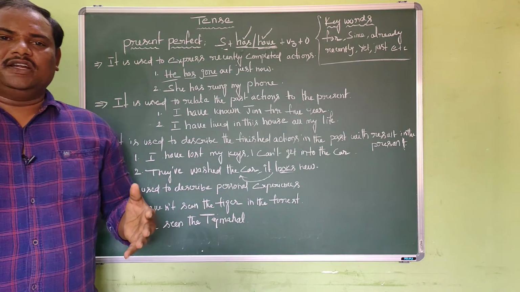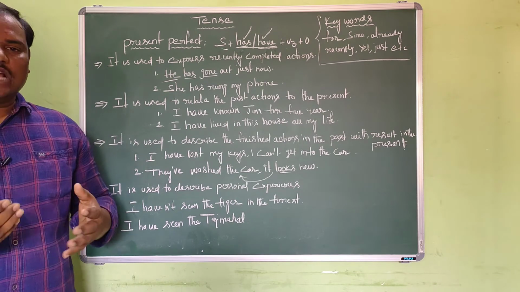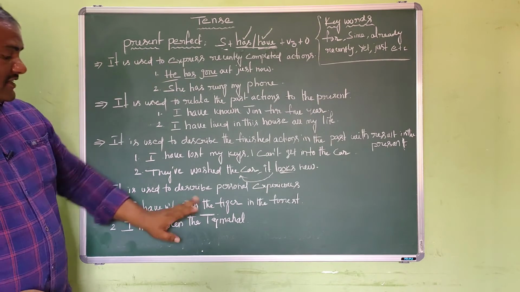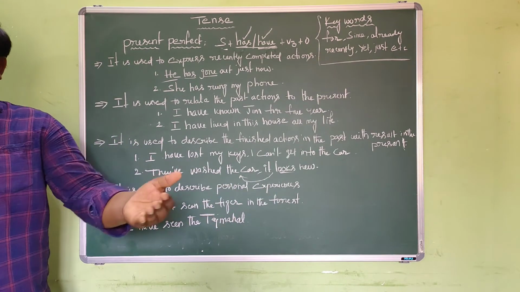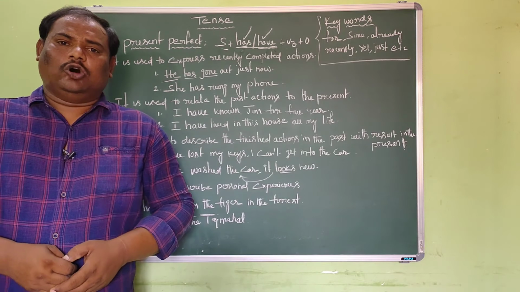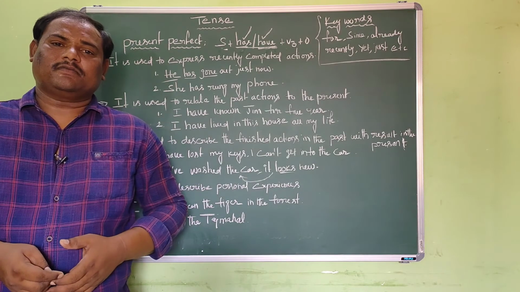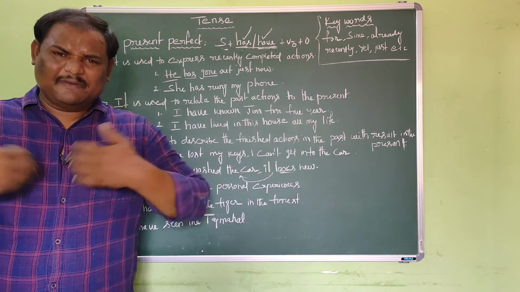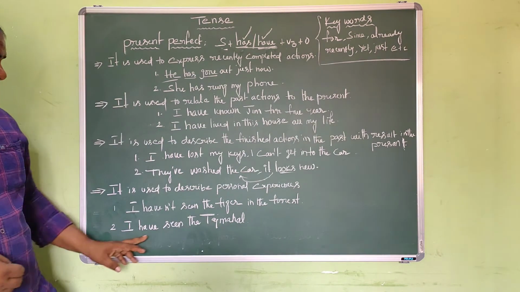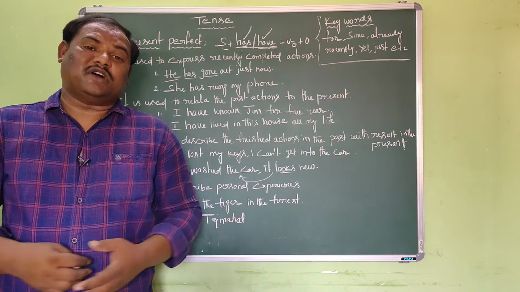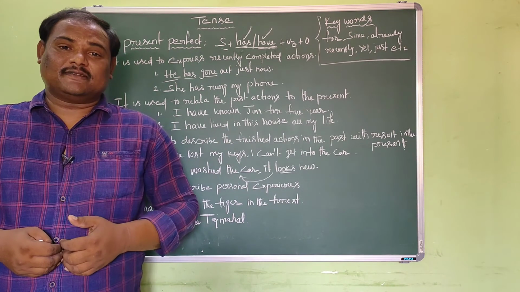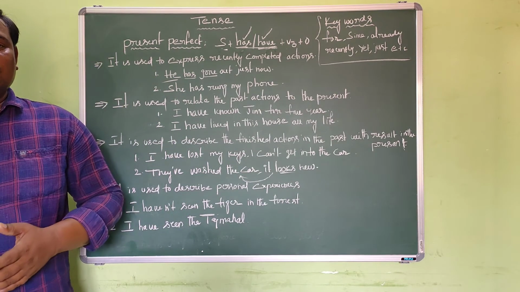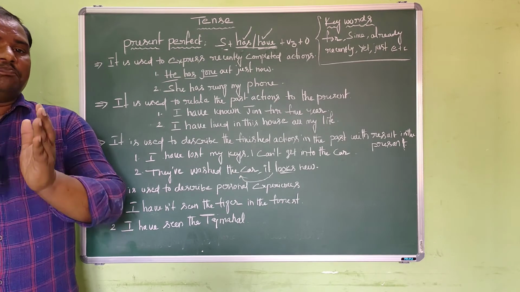We shall try to understand the fourth purpose of present perfect tense with the help of examples I have written on the board, dear friends. I have not seen the tiger. I have not seen the tiger in the forest. Yes, though I am an employee in the forest, though I have been working for many days in the forest, as an officer, I have not seen a tiger. That's my experience. Let us take the next example. I have seen the Taj Mahal. That is also my experience. Right? So when we want to describe our personal experiences, the most appropriate tense is present perfect.